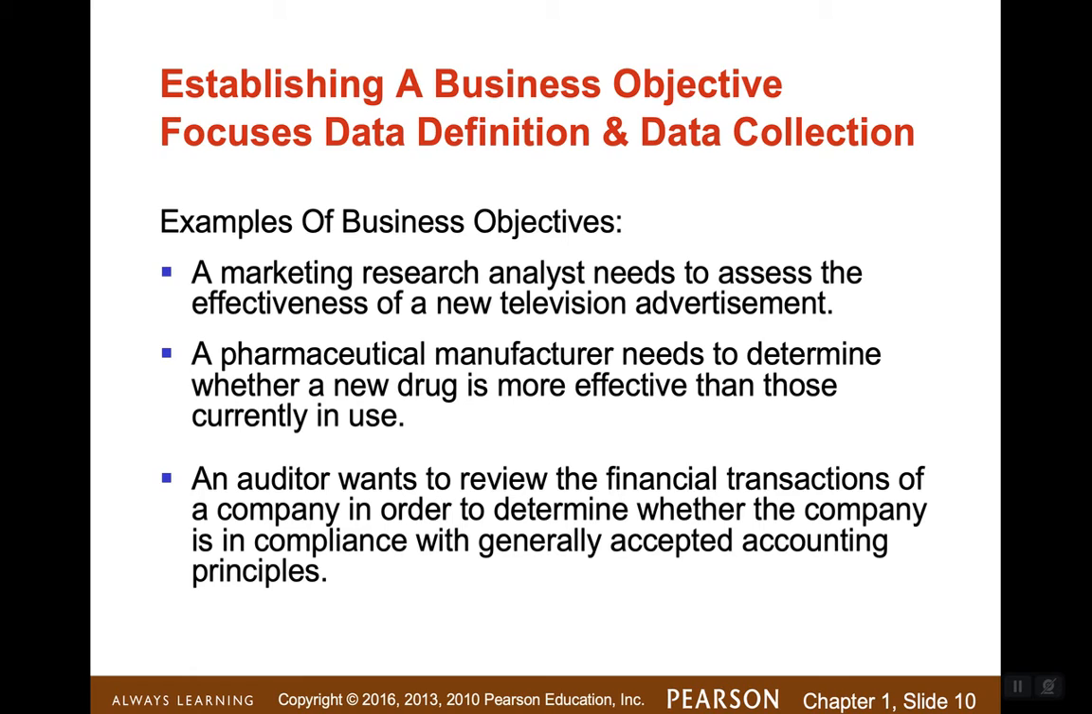Or an auditor wants to review the financial transactions of the company to determine whether or not there's been fraud. Each one of these is stated in terms of a business objective, but we don't have to be that precise about exactly what we're going to do. To determine whether a new drug is more effective, as you'll see as we go through our model, we'll need to define what more effective actually means.